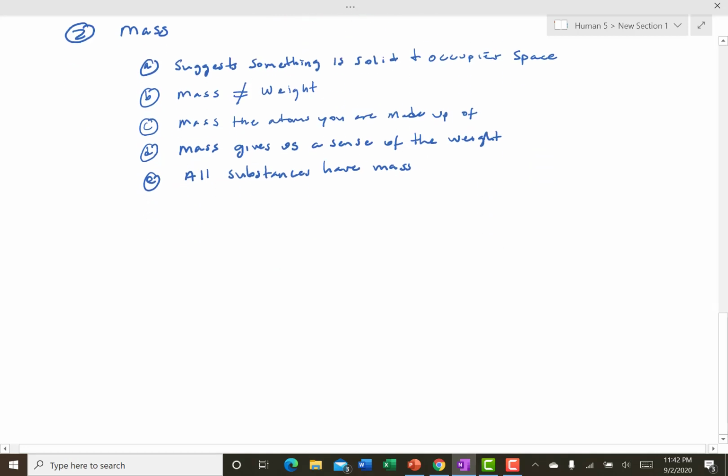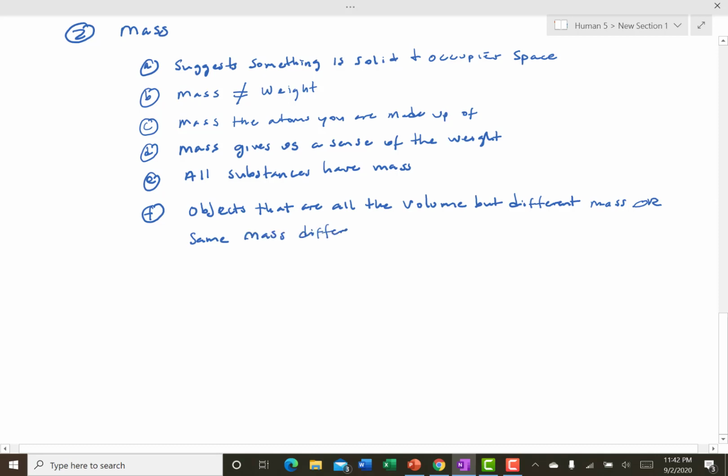One of the things that can be different between the two is that you can have objects that are all the same volume but different mass, right? And likewise, you can have the same mass but different volume. So an example of that, man, the pen is not wanting to work well today.